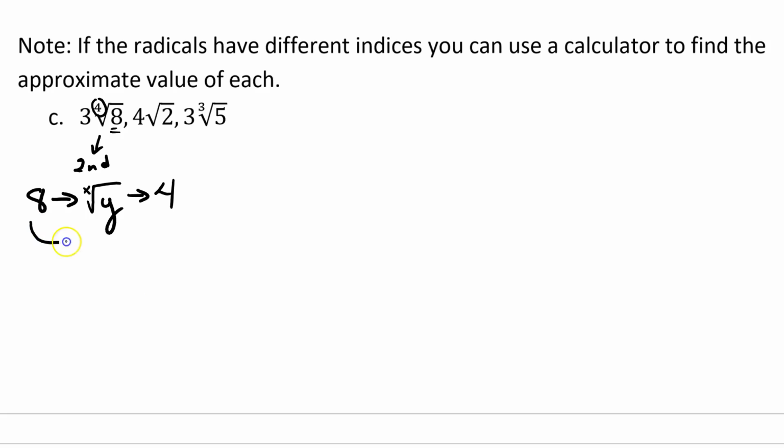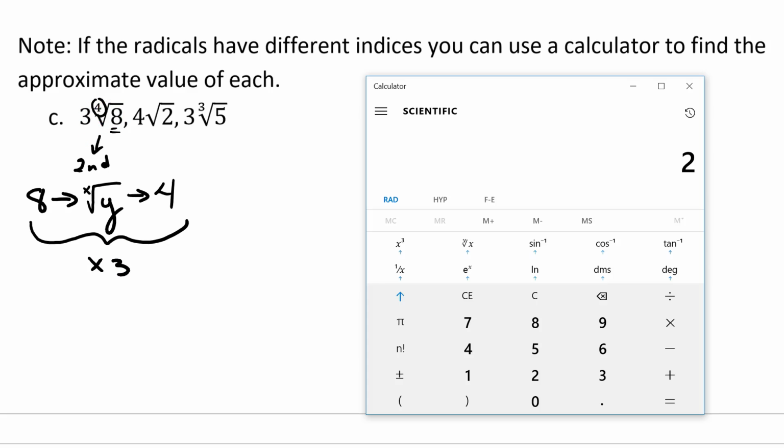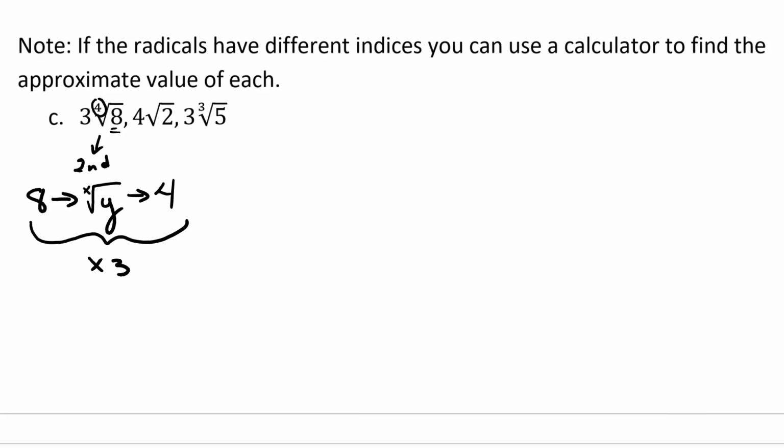So if I were to use the calculator, I would do this process and then I would multiply it by 3 to get 3 times the fourth root of 8. So remember, I'm going to start with the radicand, 8, and then I'm going to use this button, and we want to find the fourth root of it. Hit that. I'm going to multiply that by 3. Now that is 5.05. So this first one is 5.05.